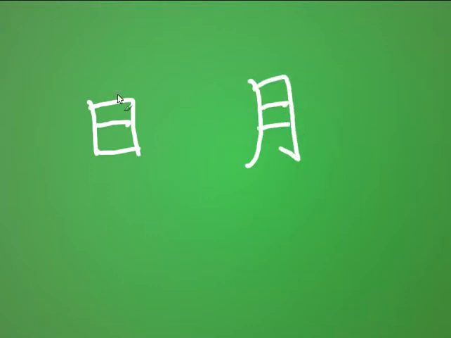Now, sun also means day because days are based off the apparent movement of the sun, and month or moon also means month because months are based off moon cycles.